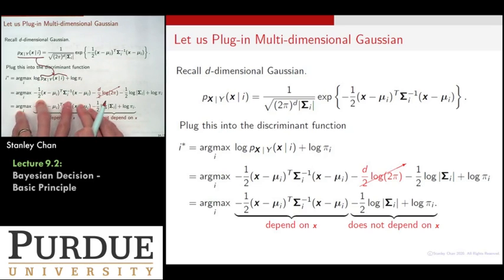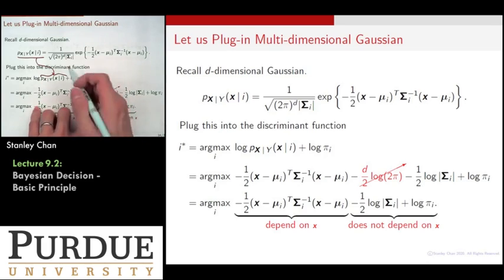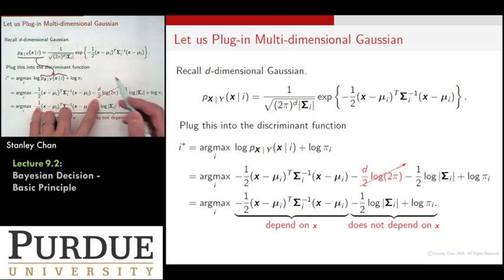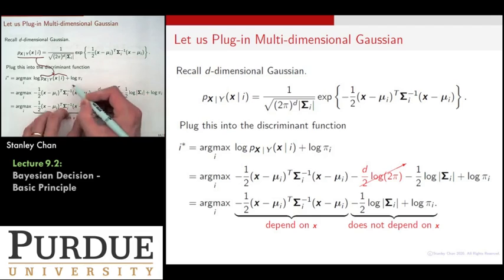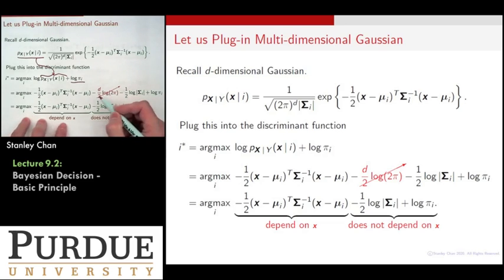You also realize that there is a d over 2 log 2 pi that comes out from this constant. You have 1/2 of log of the sigma that will come out. You also have this log pi. Log pi comes from here. So you have all these terms staying around. Then, of course, log 2 pi is a constant with respect to your maximization, so you can drop this log 2 pi because it doesn't really depend on i.